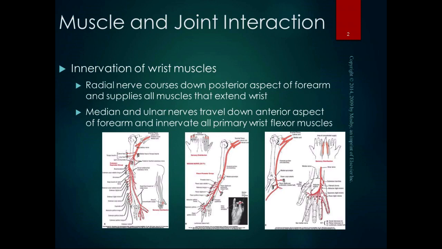Median and ulnar nerves travel down the anterior aspect of the forearm and innervate all the primary wrist flexor muscles. So if it's a flexor that is primarily on the radial side, it usually gets the median nerve. If it's on the ulnar side, it usually gets the ulnar nerve. And we'll go through each one of them.